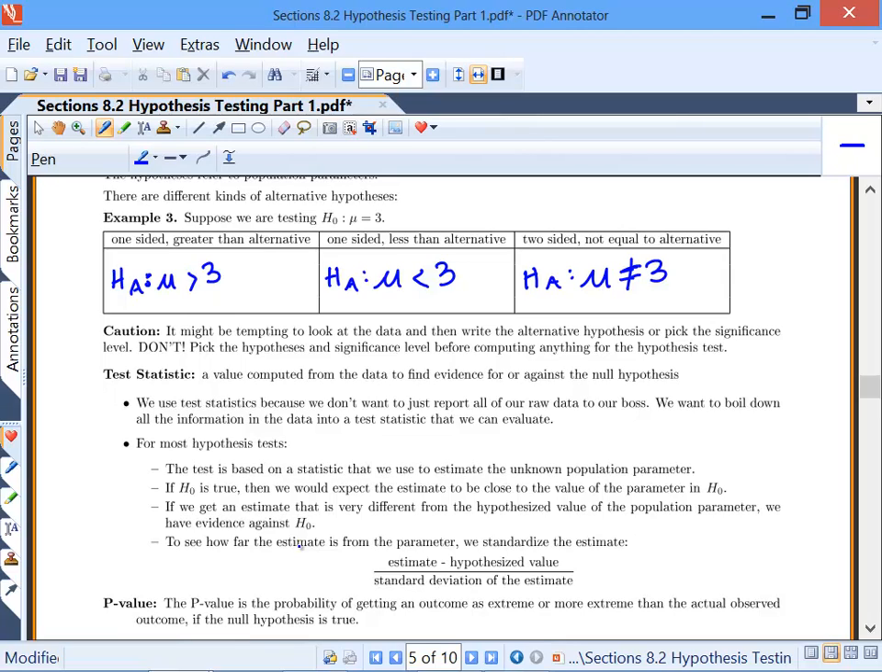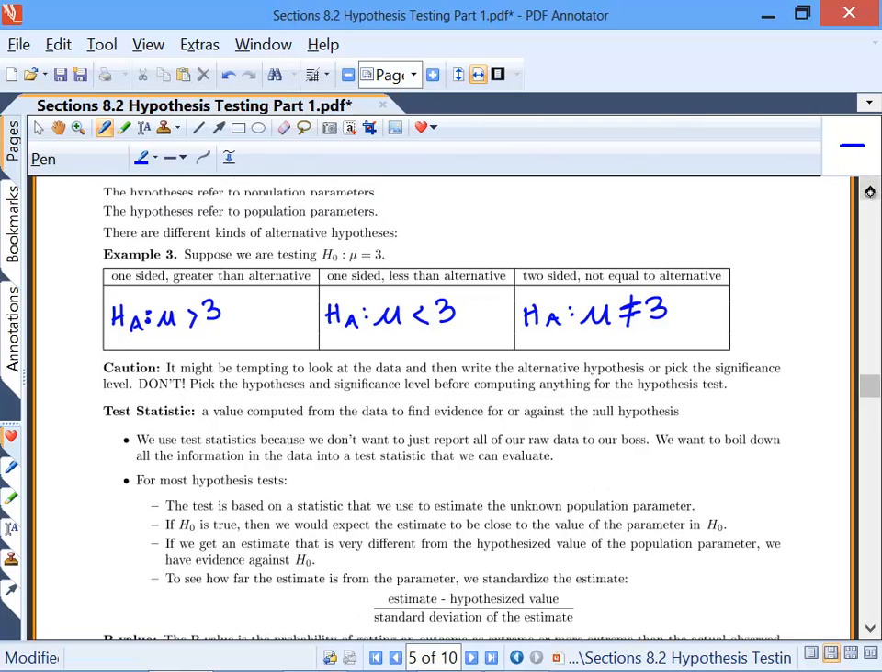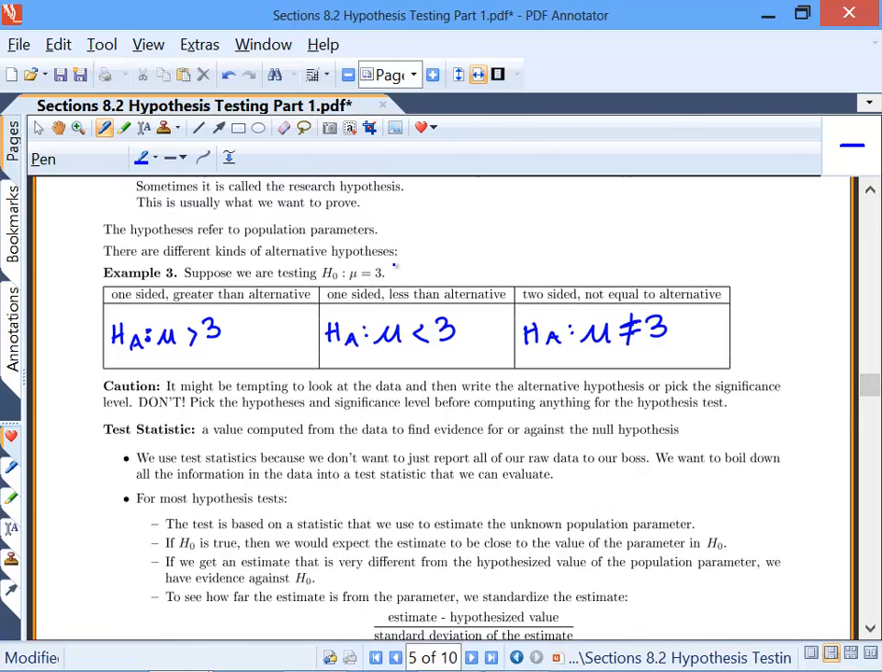Now let's talk about our sample means and population means. In this example, we had a population mean of 3. So for my null hypothesis, I believe that my population mean is 3. If your null hypothesis is true, what kind of sample means would you expect to get? Your sample mean should be close to 3. The closer it is to 3, the more likely you will be to believe that your population mean really is 3.